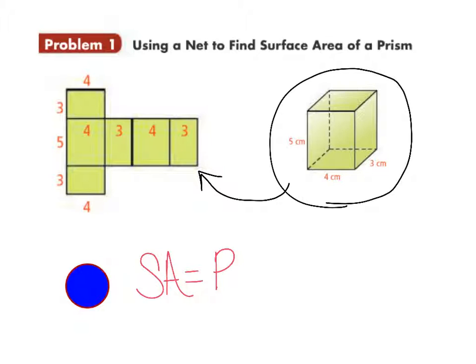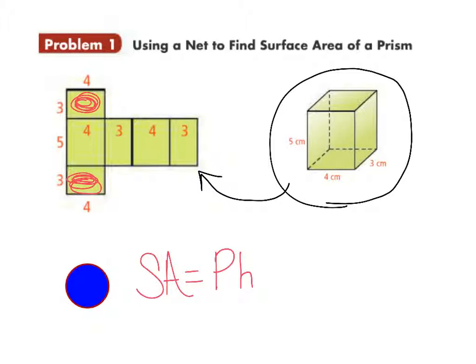Anytime you're dealing with the base, you use a capital letter. And then it's times the height of your prism. Now what I haven't taken into account yet, though, are the two bases. This base and this base need to be added in.